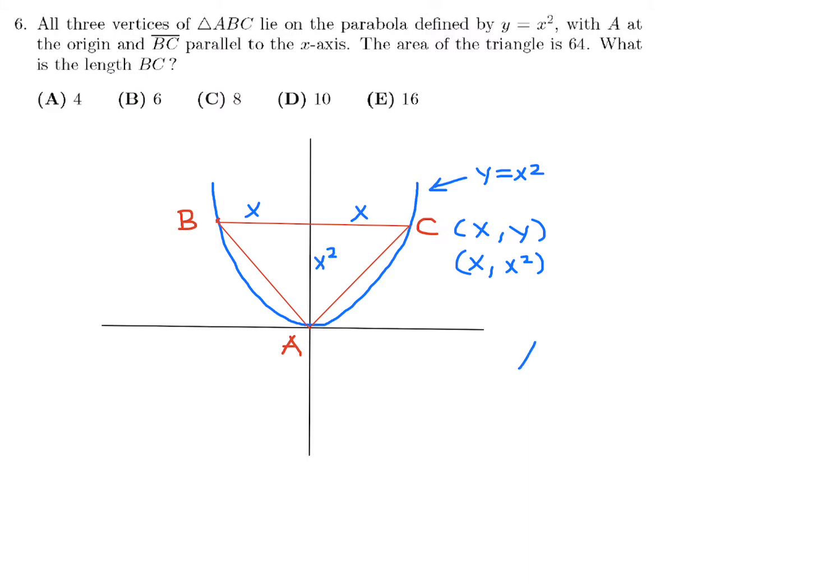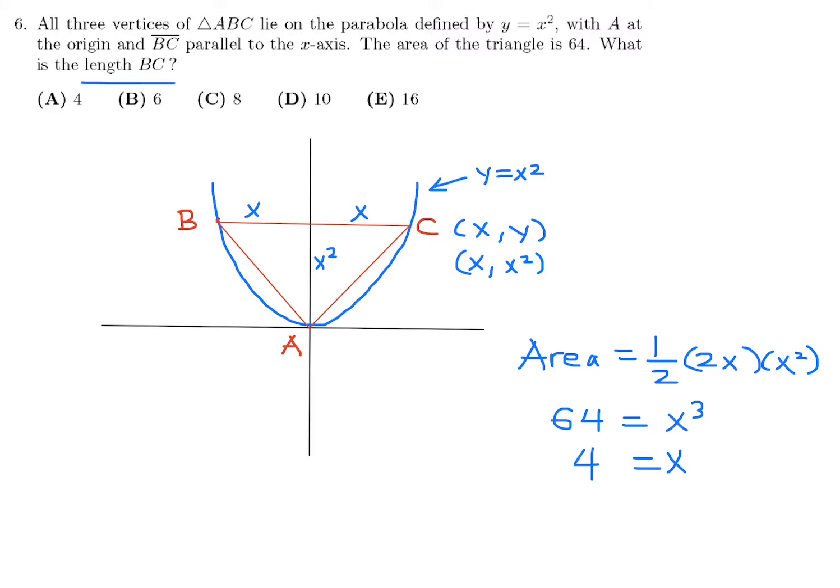So now we can easily figure out the area of that triangle, 1/2 base times height. This is the base and this is the height. So the base is 2x and the height is x squared, and the area is 64. So on this side, looks like we have x to the power of 3. Therefore, taking the cube root of both sides, you get 4.